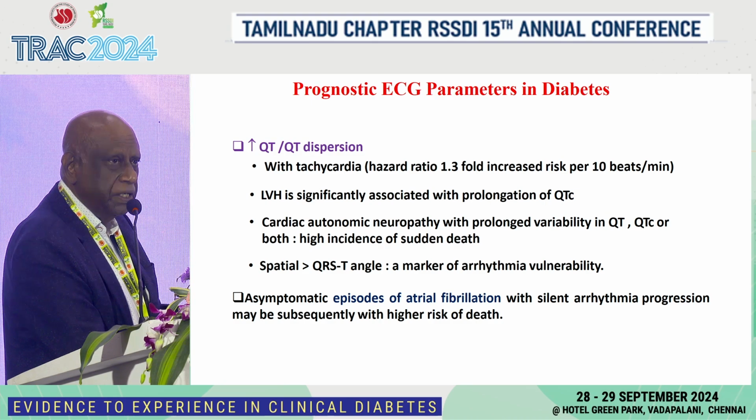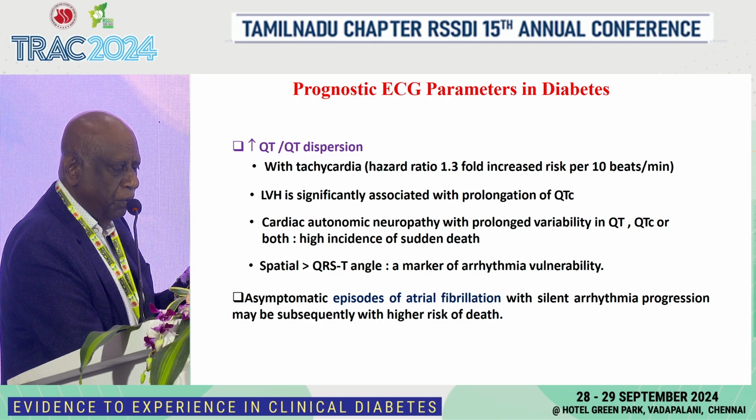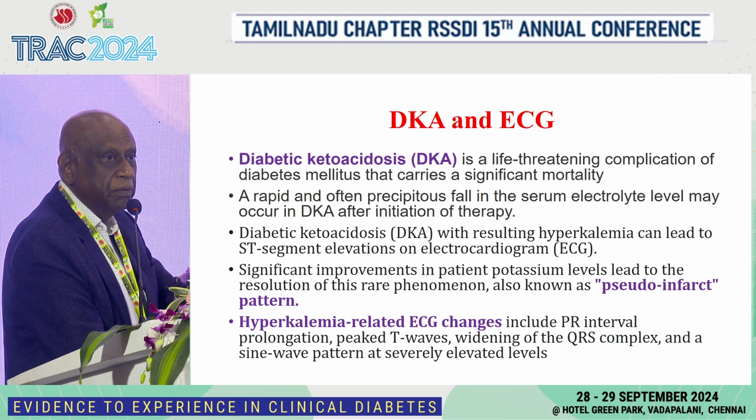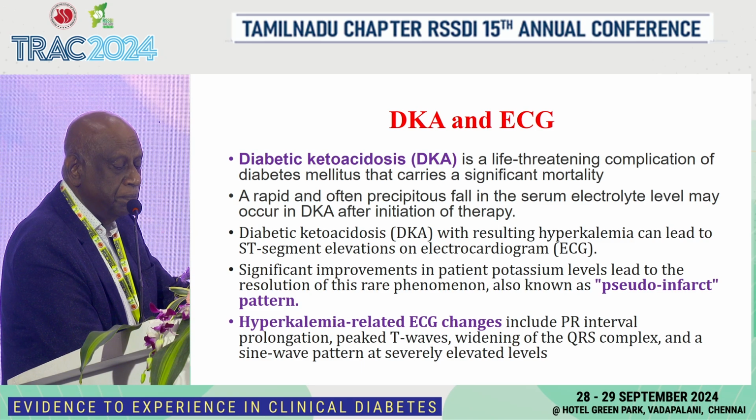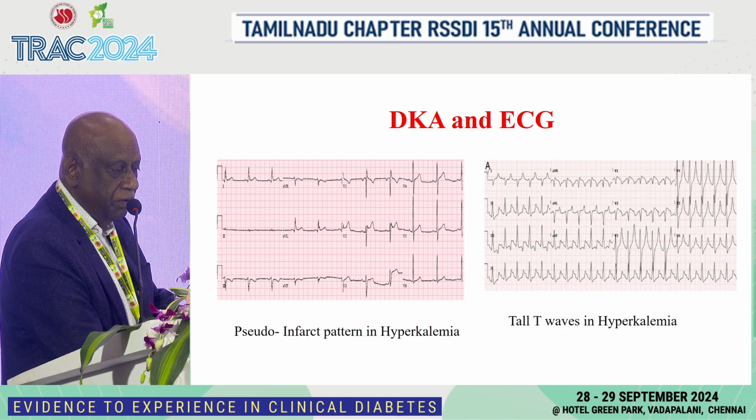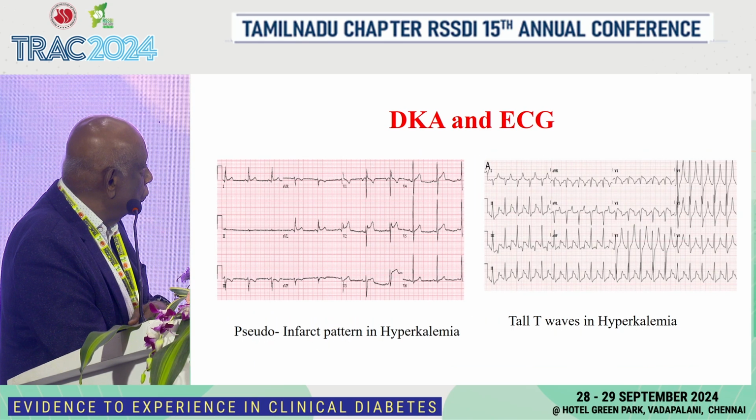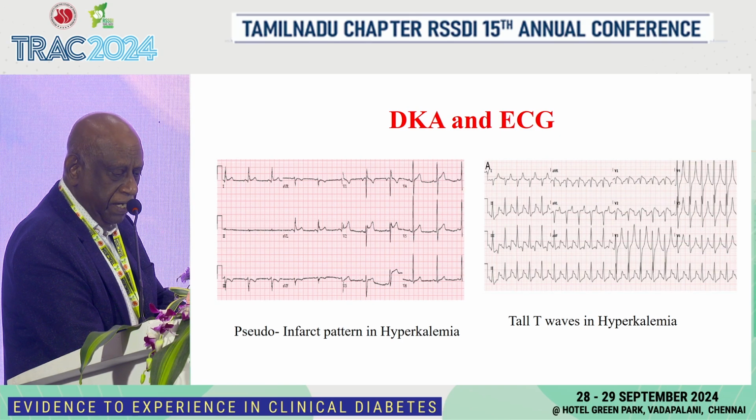When there is a QT depression or QT interval prolongation, always we will have to be very careful, with or without a dysrhythmia. In diabetic ketoacidosis, all of us know there is hyperkalemia, with potassium elevated. There is a pseudo-infarct pattern. You see here, there is a pseudo-infarct pattern, ST elevation. But you see there is a concavity upwards. But in an infarct, convexity has to be there. You have tall, peaked T-waves. It is very classical for hyperkalemia.